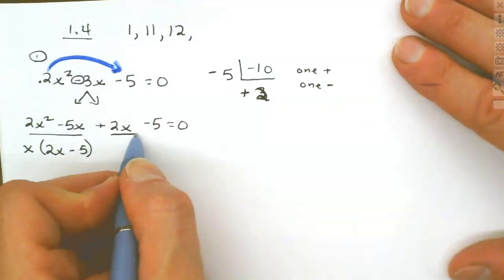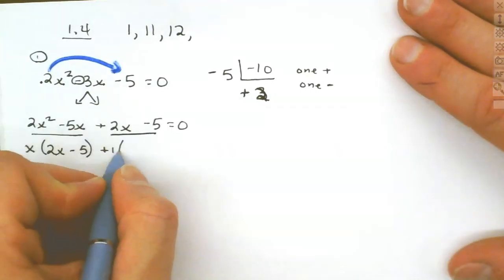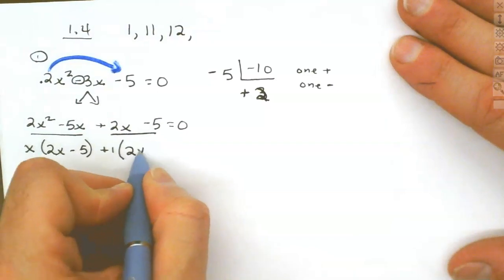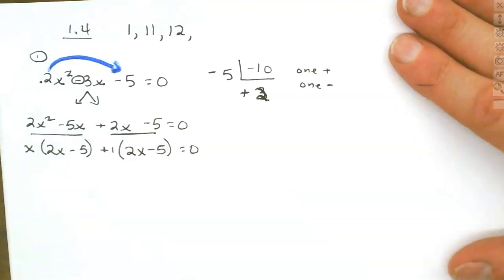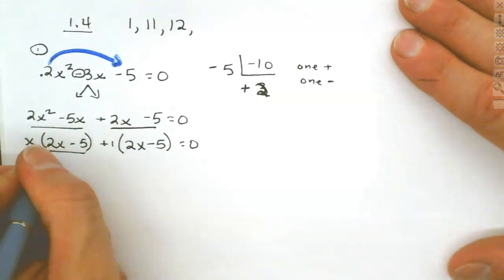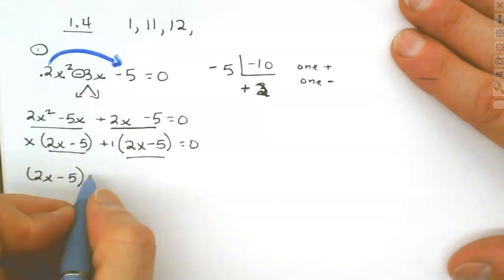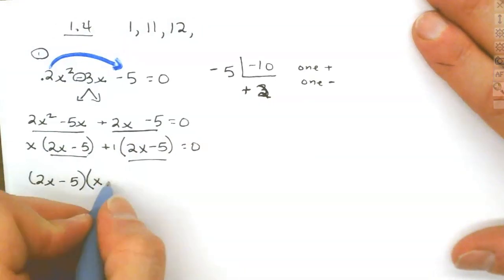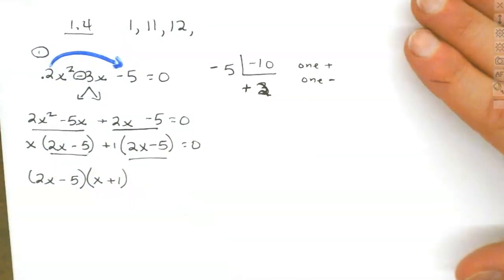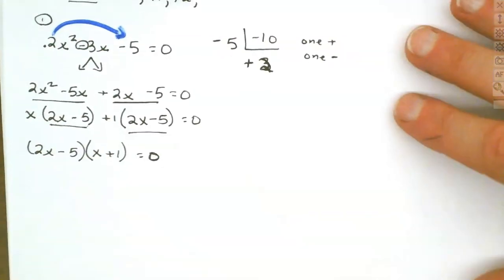What about the next 2 pieces? If nothing comes out, you can always factor out a 1. And that leaves you then with a 2x minus 5 as well. Are my parentheses the same? Yes. So those can go together in front. So that's a 2x minus 5 in front. What's left over? Gone and gone. That's going to leave you with an x plus 1. And that equals 0.